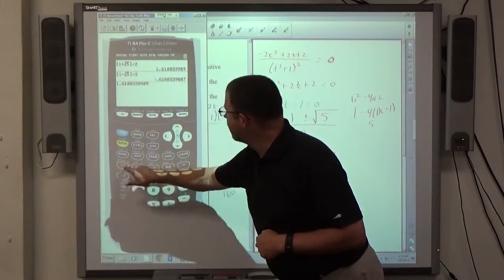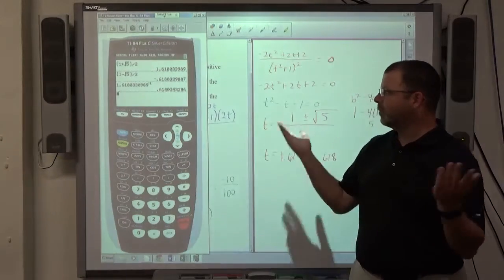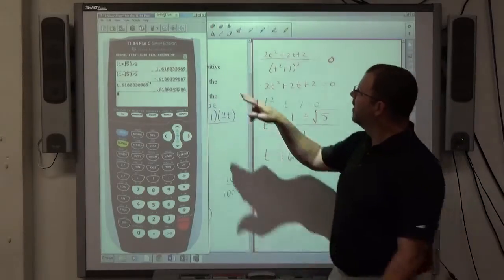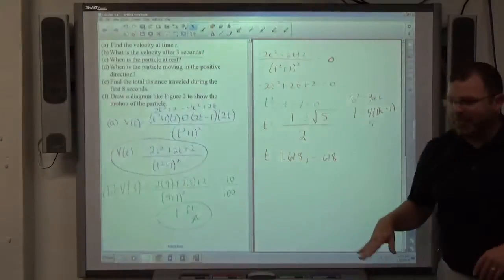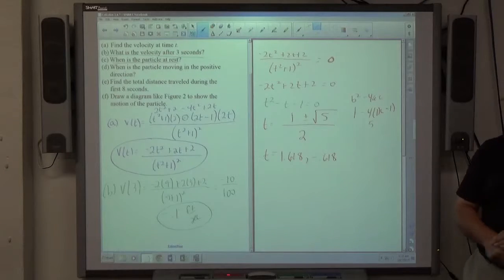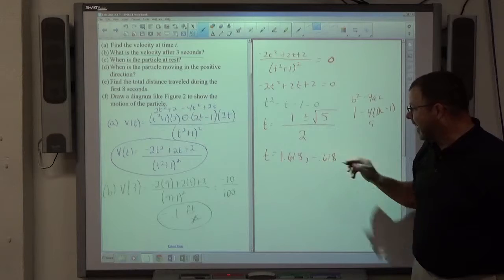Basically, kind of interesting, right? Little number theory thrown in there for you. But anyway, it doesn't have to be the golden ratio, it just happened to be, so I just threw that in there for you. So t is equal to 1.618 and negative 0.618.